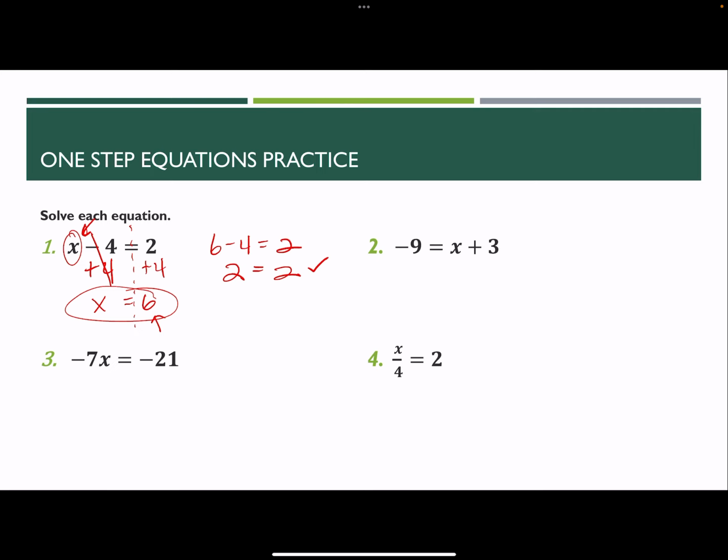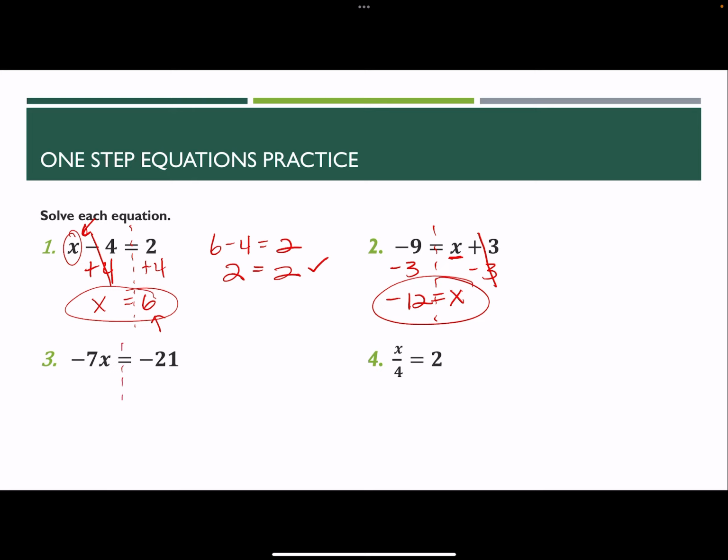So let's try number 2. Again, I can think of splitting the equation at the equal sign. Here's the x. That's what I want by itself. Well, what am I doing to that x? I have that x, and I'm adding 3 to it. So the inverse operation of adding 3 is subtracting 3. And I can think, oh, 3 minus 3 is 0, so this is just x. But I have to subtract 3 over here as well. So negative 9 minus 3 is negative 12. So x equals negative 12.